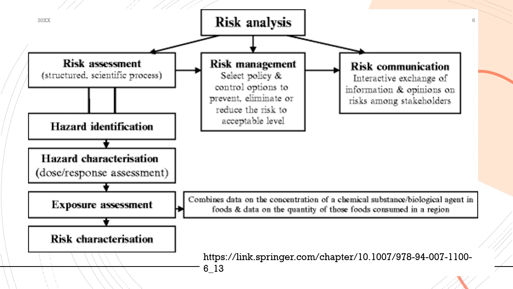In this structured scientific process, we have four steps. First is hazard identification, determining whether something is toxic or not. After we know that it is toxic, we use hazard characterization, with dose-response assessment plotting to see the NOAEL or LOAEL. NOAEL is the no-observed-adverse-effect level, the dose at which you did not see an adverse effect, but LOAEL is the lowest dose at which there is an effect on the body.